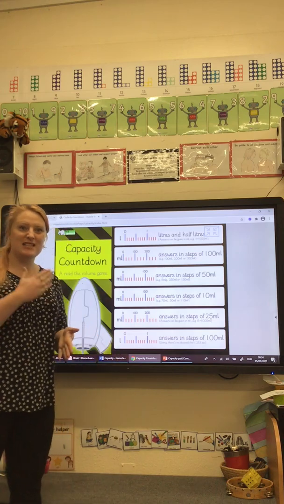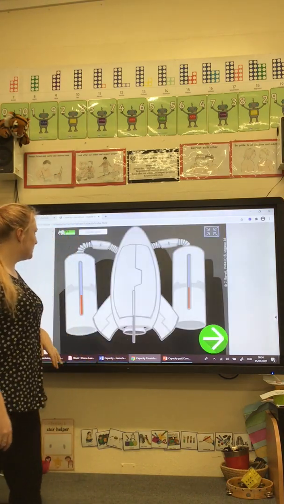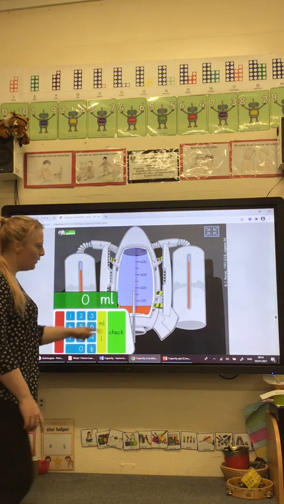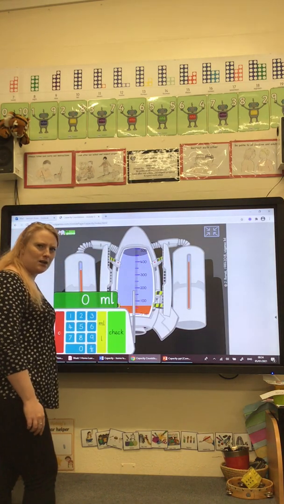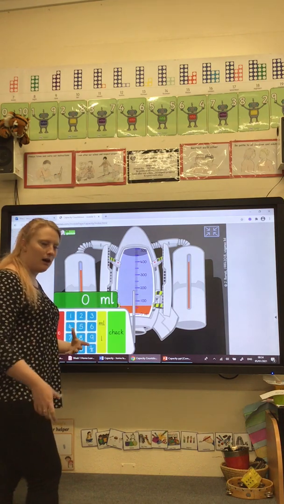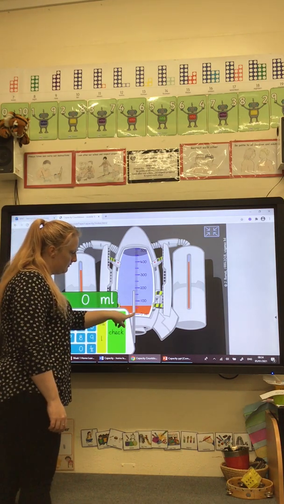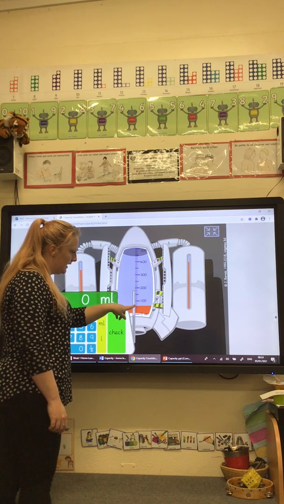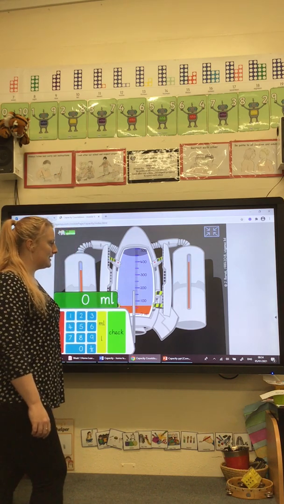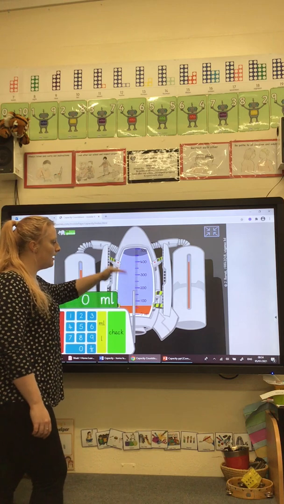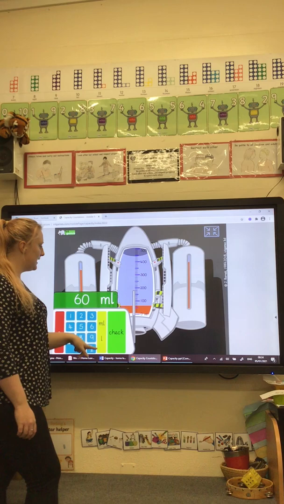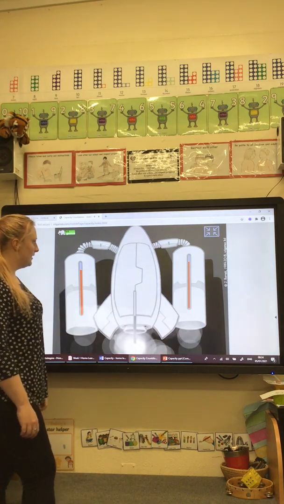Answers when they're in steps of 10. Okay, so it's going to be a little bit trickier. Okay, so all of these little lines here are 10 millilitres, so we can count up in tens. So we can go 0, 10, 20, 30, 40, 50, 60. That one's 60 millilitres because our scale goes up in tens and we can count in tens until we get there. So 60, 6 and a 0, check.